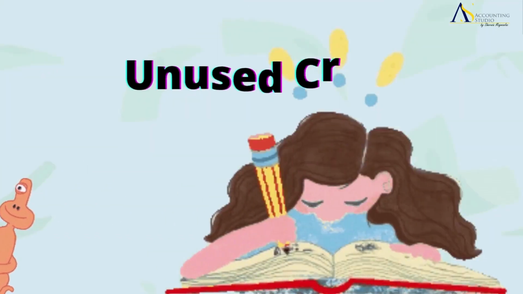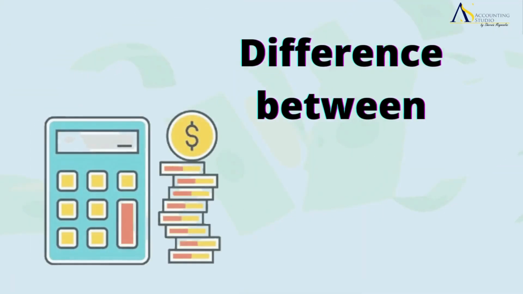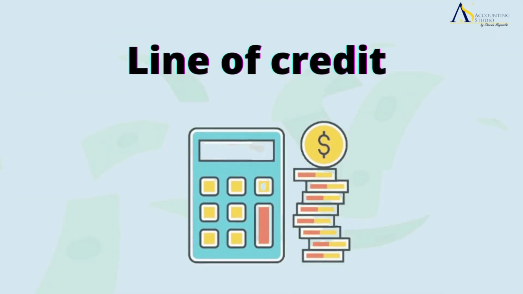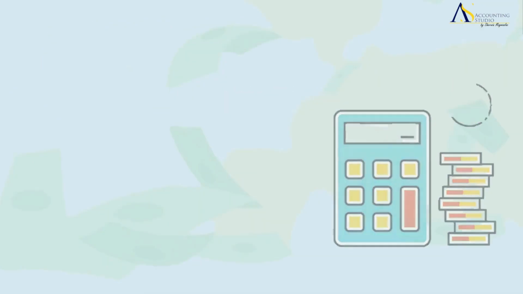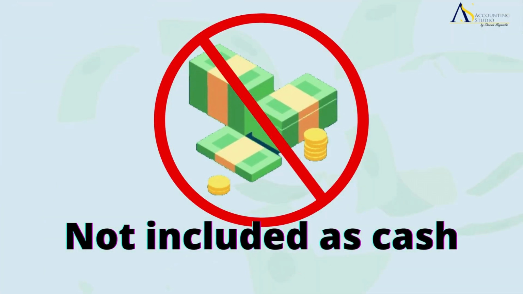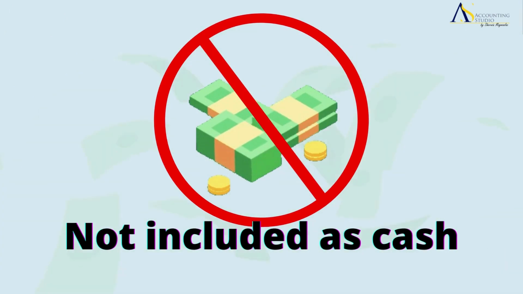Another term is unused credit line, which refers to the difference between the amount of line of credit and the amount that was actually borrowed. Unused credit line is not included as cash, but rather disclosed only in the notes.